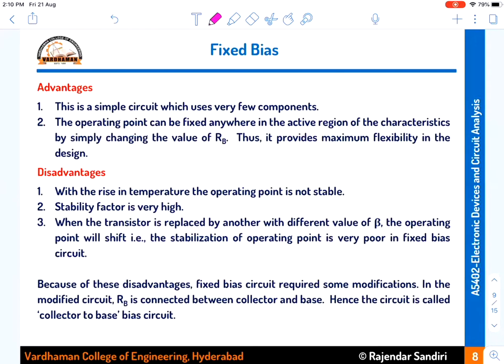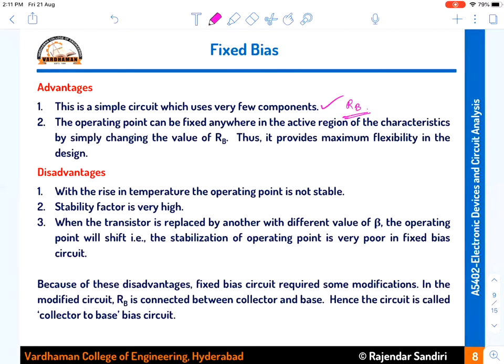Next, just advantages and disadvantages. This is a simple circuit which uses very few components. This has got just an RB resistor only. RC will be definitely there in any circuit. Transistor will be there, battery will be there. Therefore, only one element, that is RB, is there. Therefore, it is a very simple circuit with one element only, which is part of the biasing network, apart from the DC battery, the load resistor RC and the transistor.